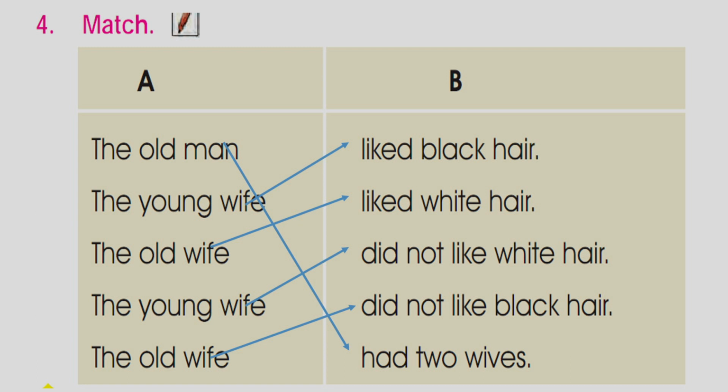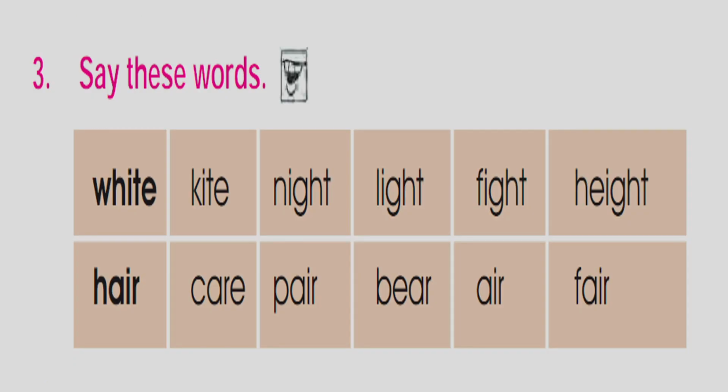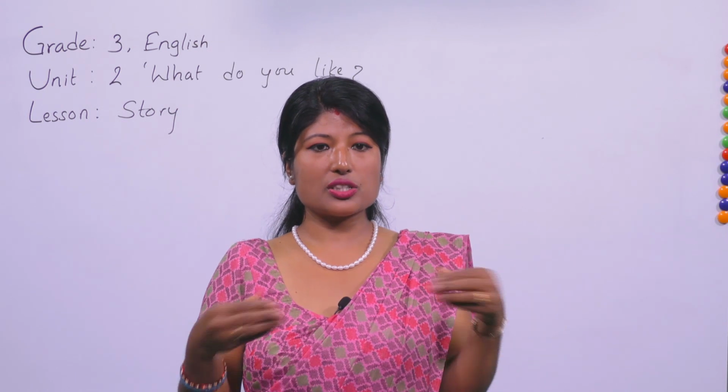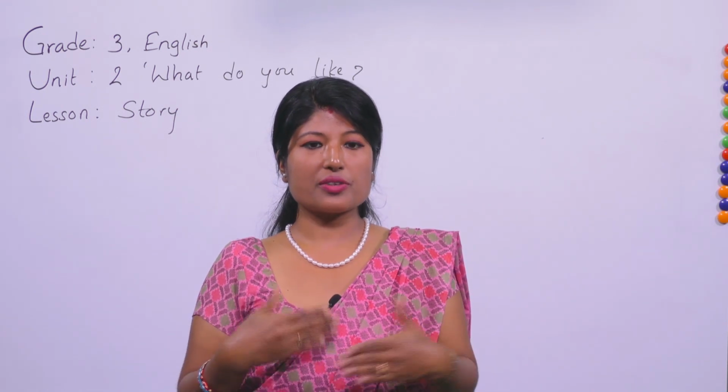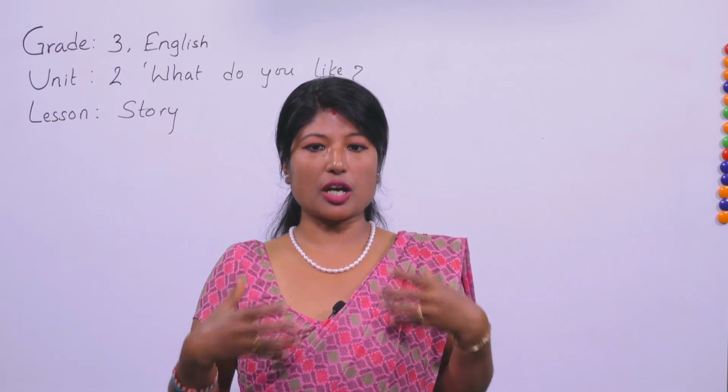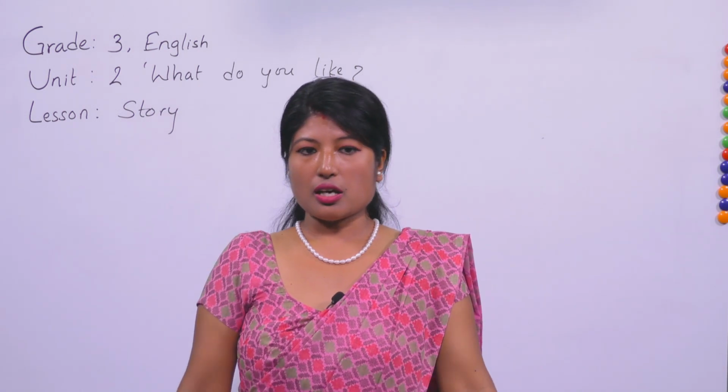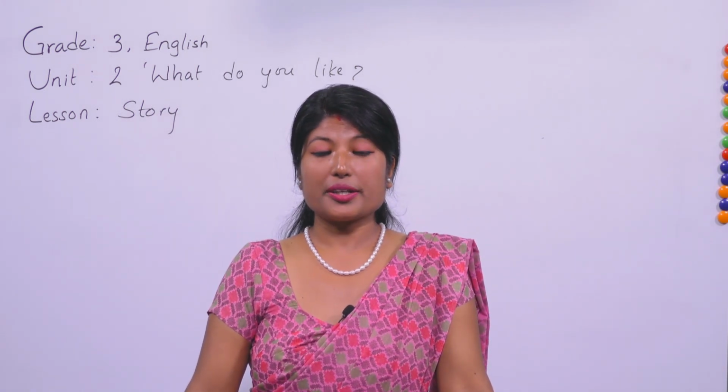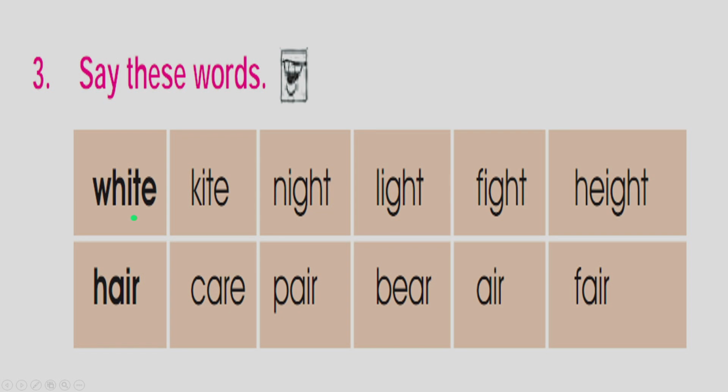Now we move to another exercise. And it is here. And this is very simple. What you need to do is just repeat after me, okay? We are practicing how to pronounce. So repeat after me. White, white, kite, kite. So you have to focus on the I sound, okay?